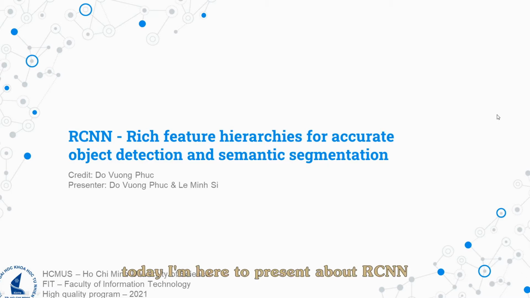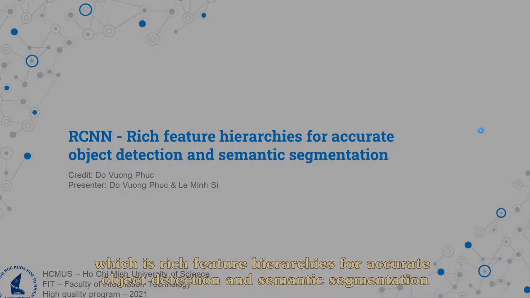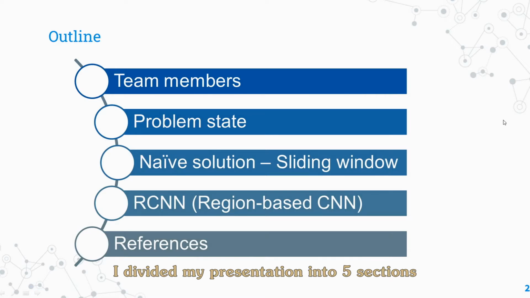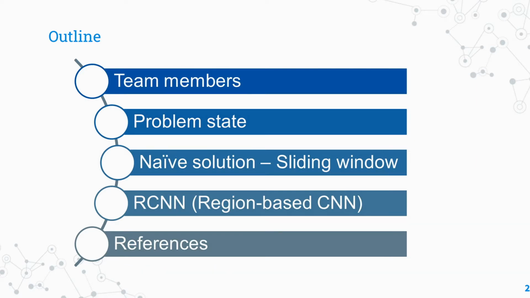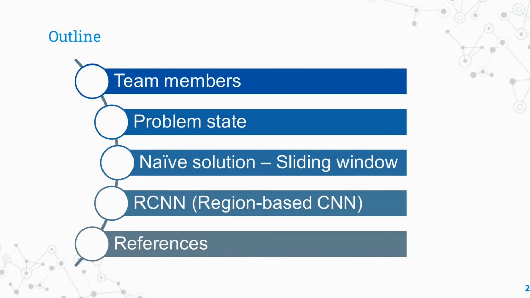Today I'm here to present about R-CNN, Rich Feature Hierarchies for Accurate Object Detection and Semantic Segmentation. I divided my presentation into 5 sections. First, we will introduce the team members and then move to the problem statement, and our solution includes a naive solution with the sliding window, and R-CNN. The last is references.